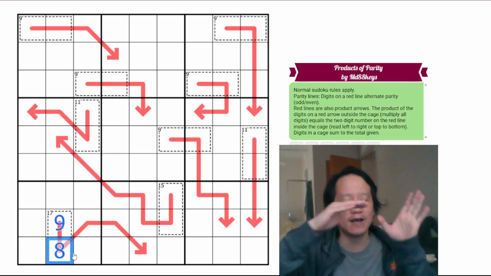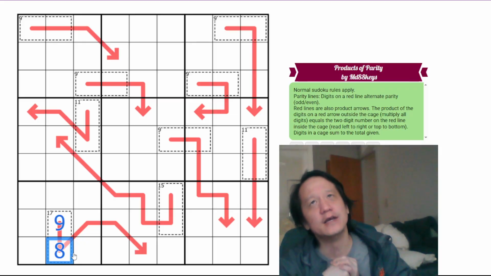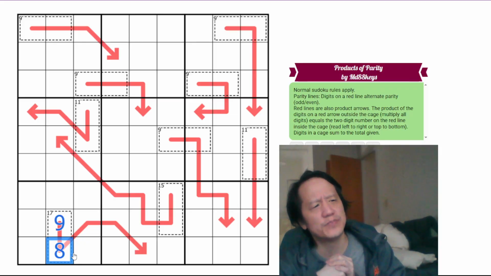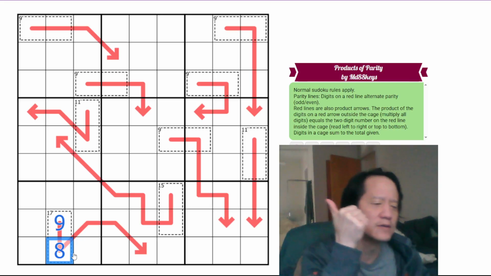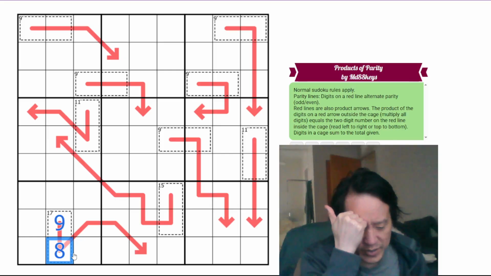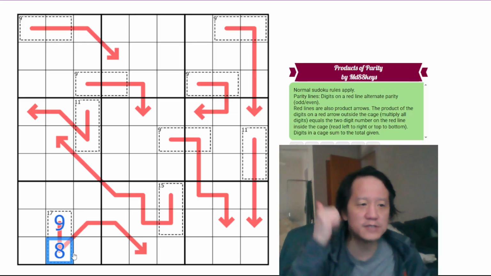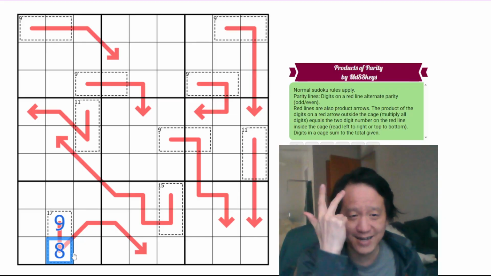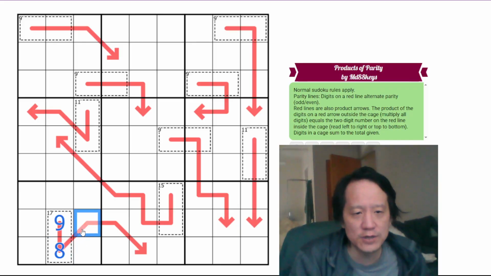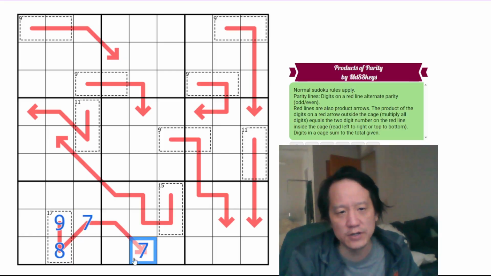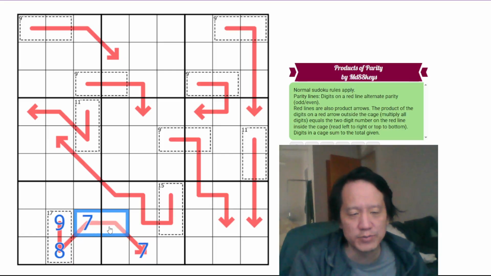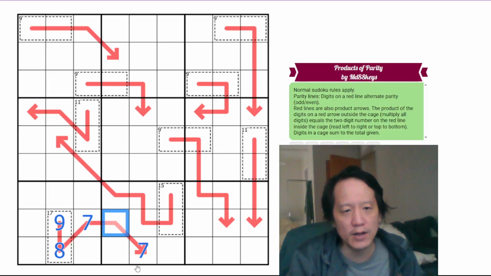98, if you factor it down, has a 7. So 98 divided by 7 gives you 14, so it'd be 7 times 7 times 2. That means you must have two 7s on this arrow. So it has to be here and here, because if it were here and here, there would be a duplicate in the row. And this must be a 2.